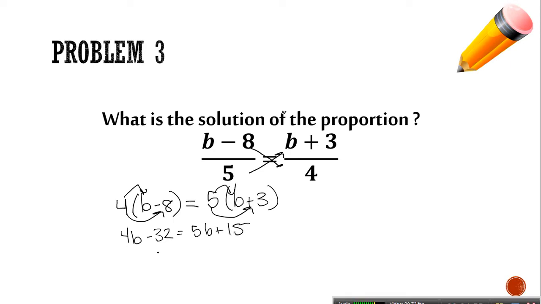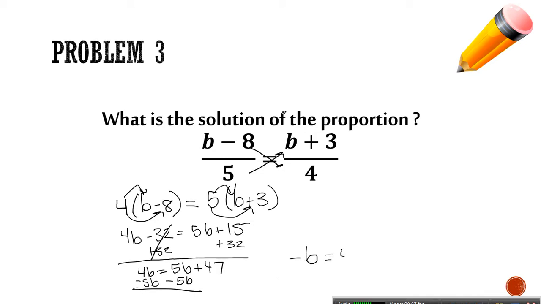So now what I need to do is I need to solve for b. So you should be thinking, Miss Marsh, we've actually done these kinds of problems before. So I'm going to add 32 to both sides. And I'm going to get 4b, 32 and negative 32 cancel. 5b plus 47. Now I need to subtract 5b from both sides. And I'm going to pop over here so I have more room. Negative b equals 47.